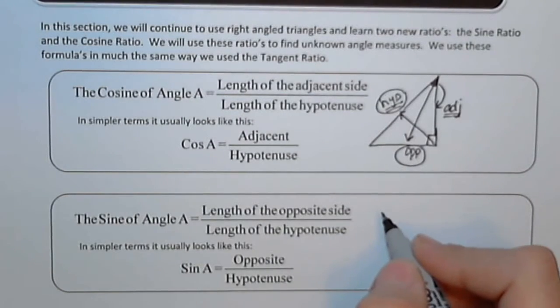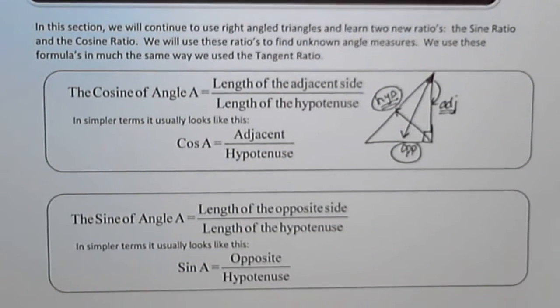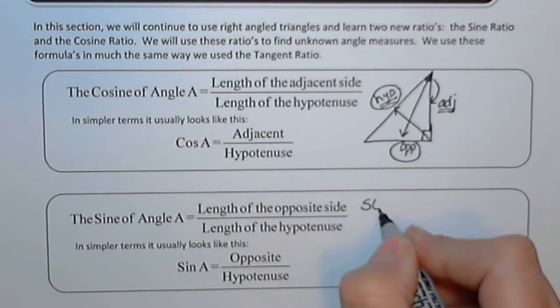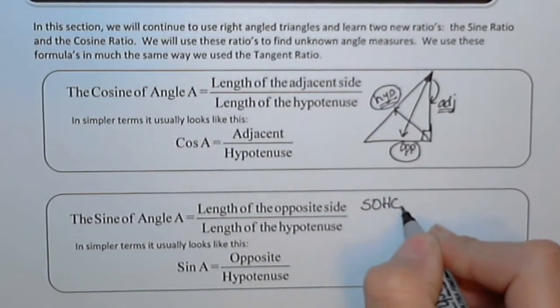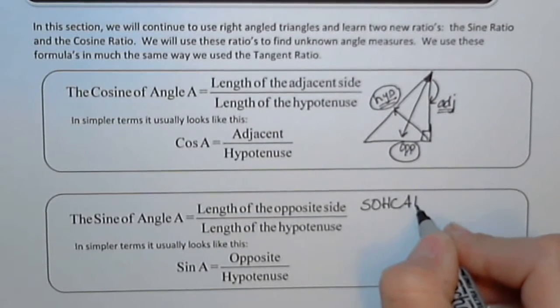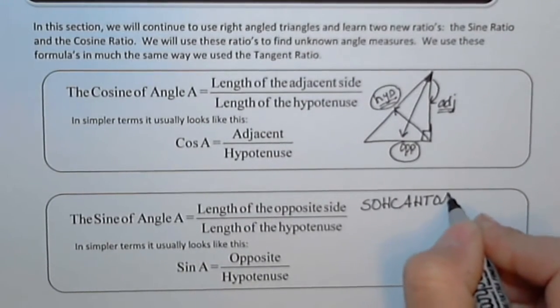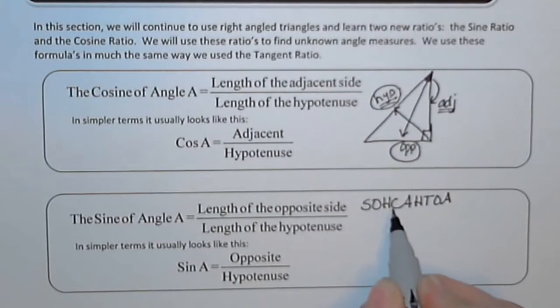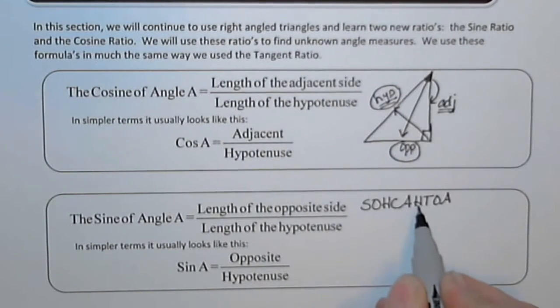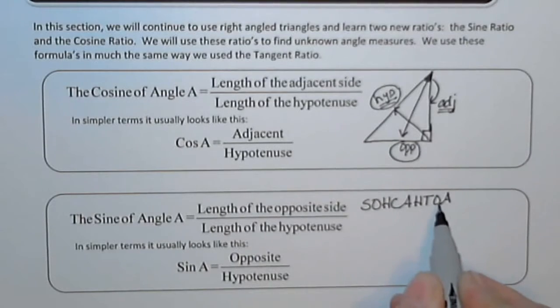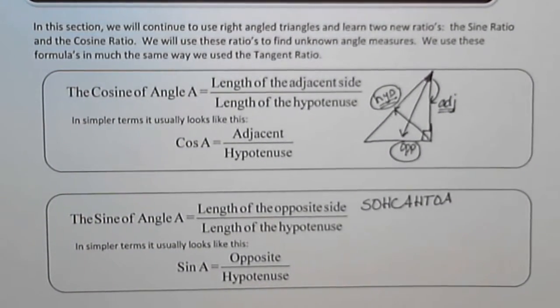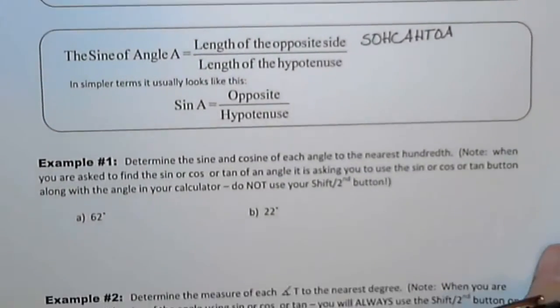Some math teachers give you an acronym to help you learn these, and it's pronounced SOHCAHTOA, and it's spelt like this. What it stands for is sine is opposite over hypotenuse, cosine is adjacent over hypotenuse, and tan is opposite over adjacent. So that can help you memorize the three formulas. We're going to do a few examples now.